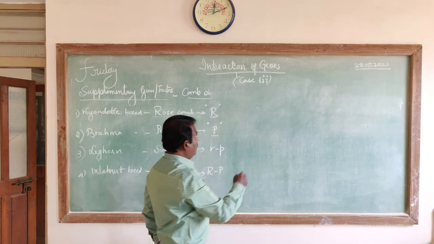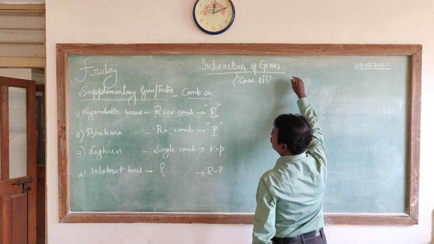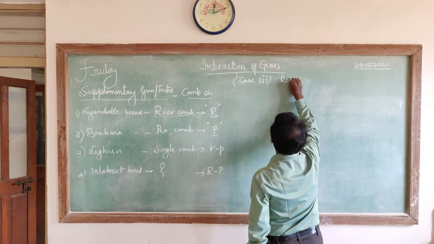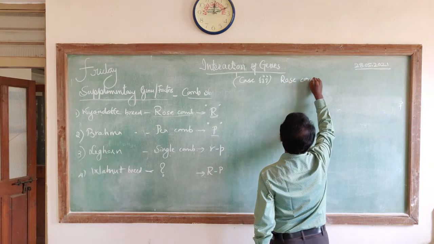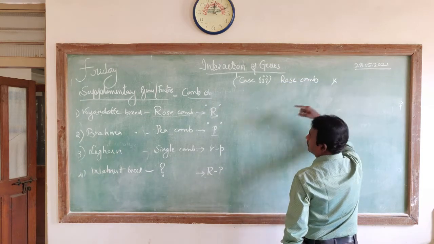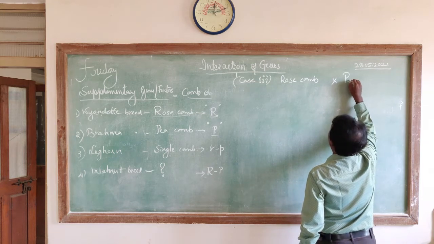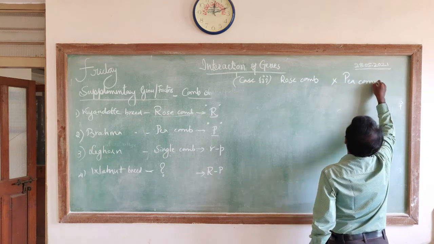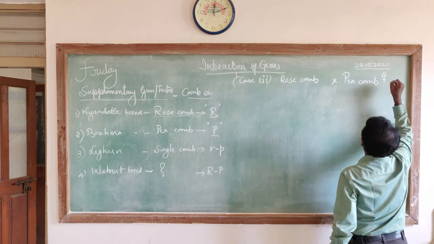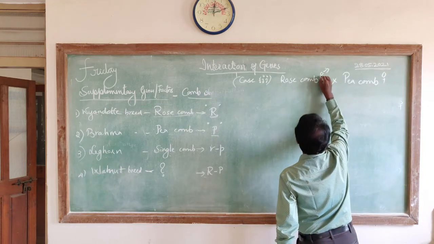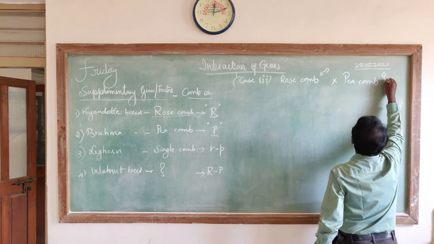But now if we cross rose combed fowl with pea combed fowl, once again it must be female and it must be male. This is a male symbol and this is female symbol.